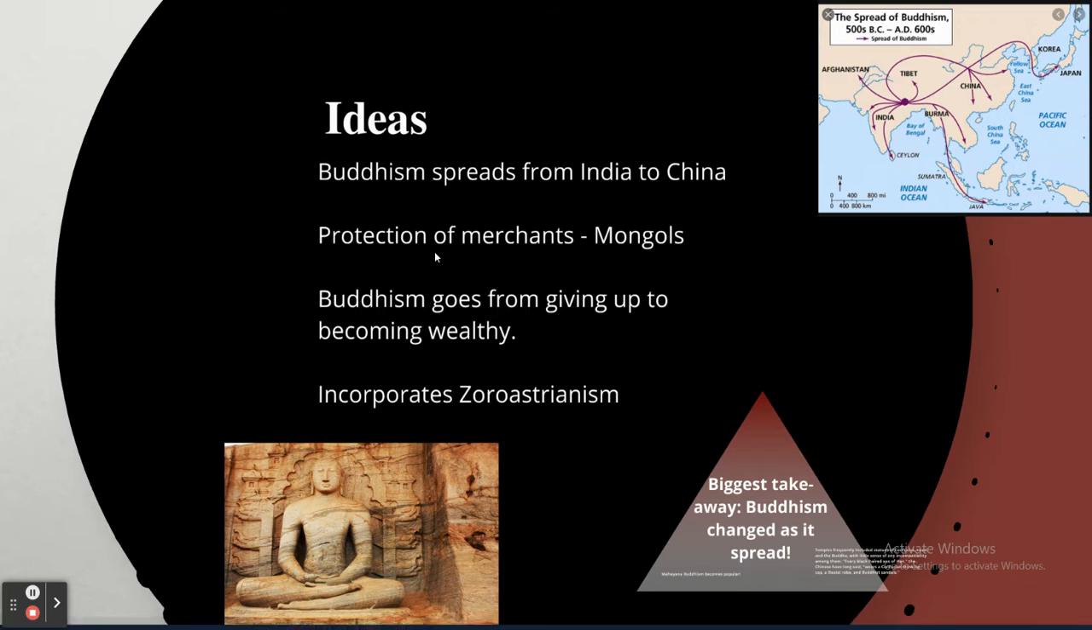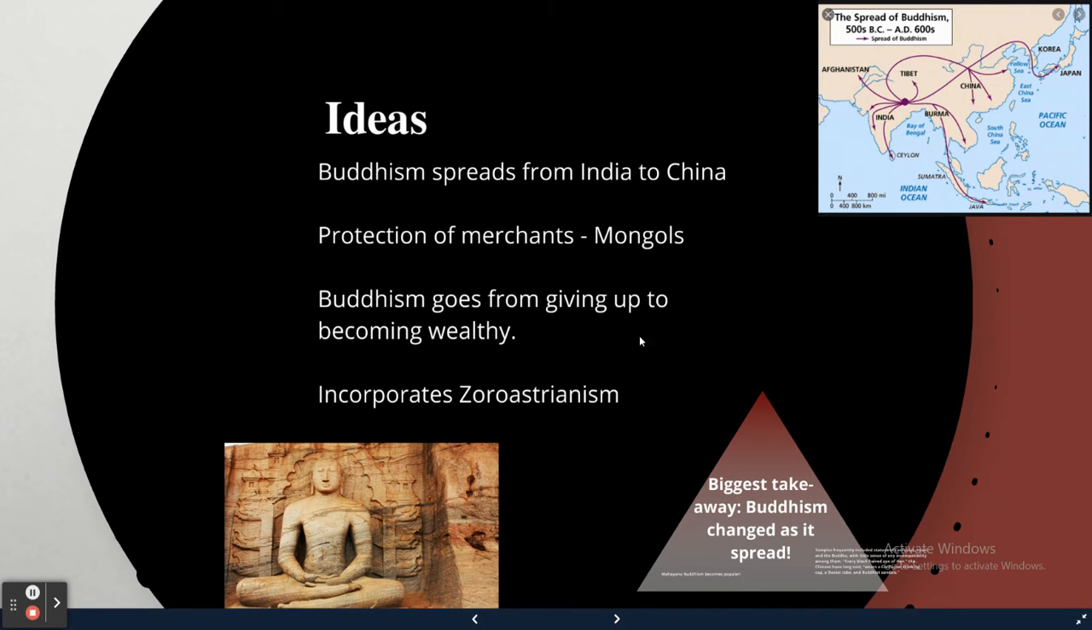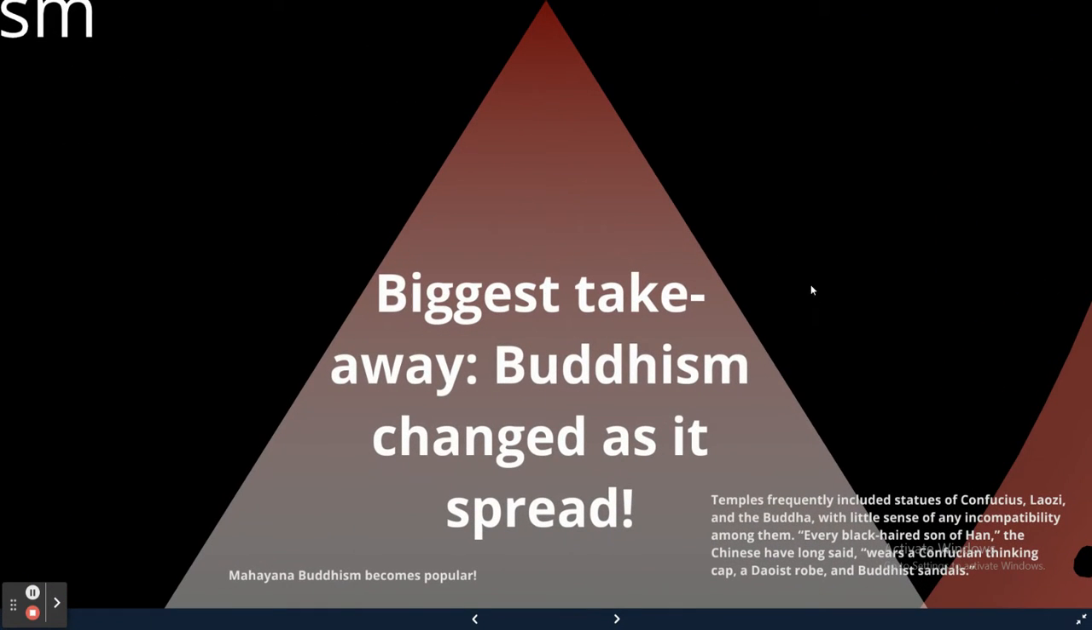Buddhism, like that image, is going to go from giving up wealth to becoming wealthy. They also incorporate some Zoroastrianism, the religion started by Zoroaster. Our biggest takeaway from this is that Buddhism changed as it spread. Mahayana Buddhism, remember that's the spiritual one, if you remember my dance. Mahayana Buddhism is going to be the one that's going to be most popular.